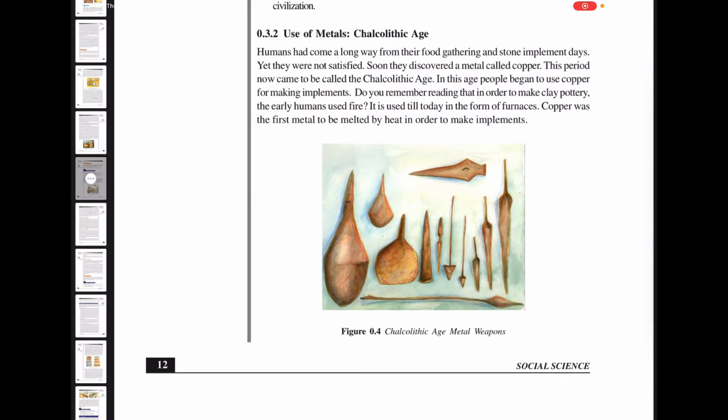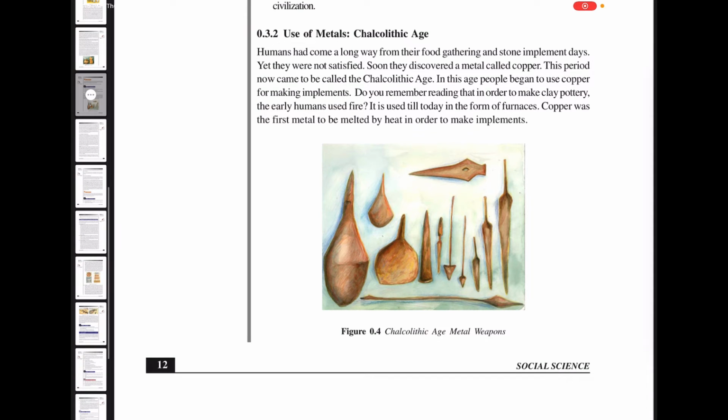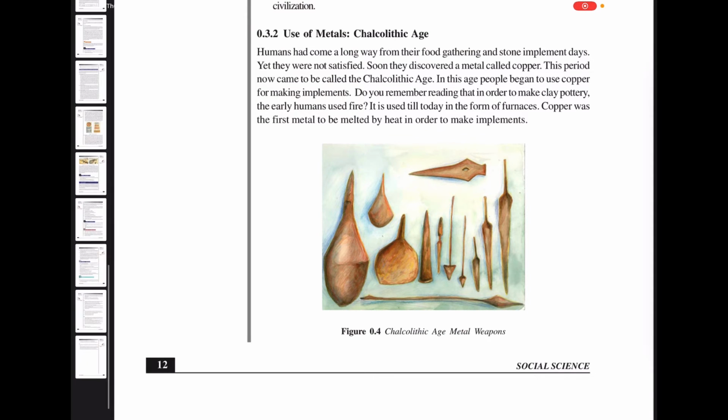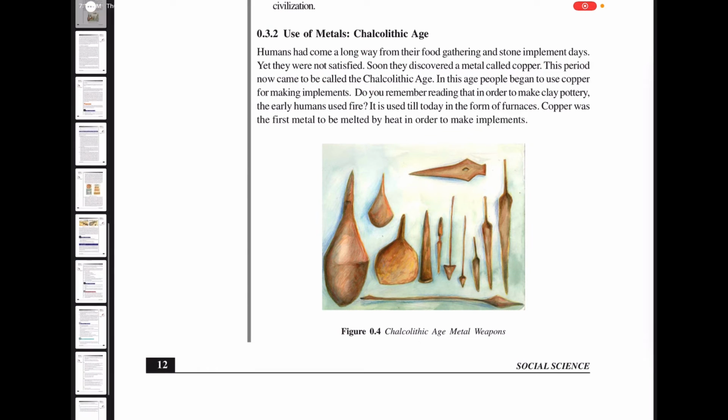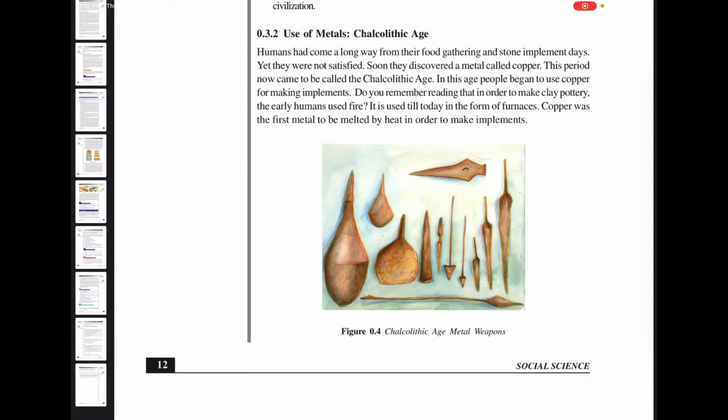Use of metal, the Chalcolithic Age. Humans had come a long way from their food gathering and stone implement days. Yet they were not satisfied. Soon they discovered a metal called copper. This period now came to be the Chalcolithic Age. In this age, people began to use copper for making implements.